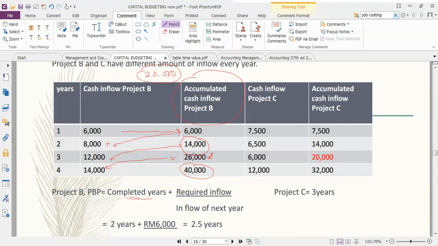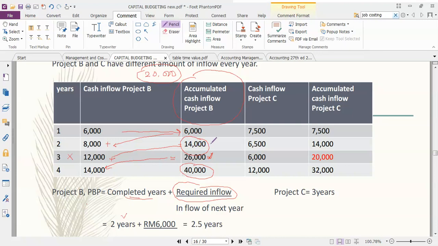Accumulation untuk tahun yang ketiga only 26,000, dah lebih daripada 20,000 initial outflow. Dah terlebih. So kita tak boleh pilih completed years tu pada tahun ketiga. So kita pilih tahun yang belum lagi complete, almost nak complete, that is 14,000. Lagi 6,000 nak dapatkan cukup 20,000 yang kita dah keluarkan tadi. So that's why completed years tu you akan ambil 2 years. Itu dah settle. How much is required inflow? Daripada 2 tahun tadi accumulated dia adalah 14,000. So tak cukup lagi berapa untuk dapatkan 20,000?